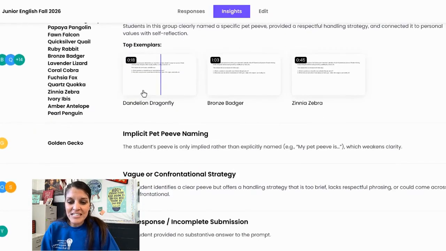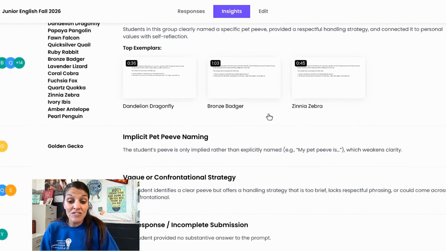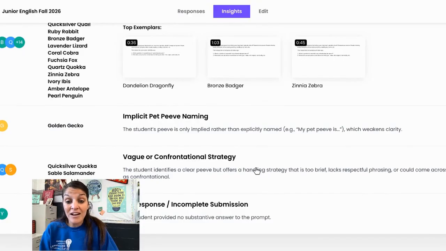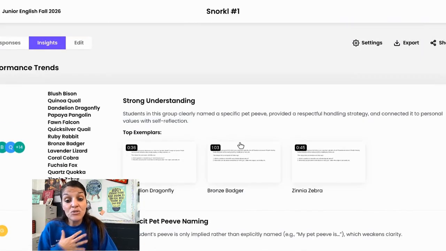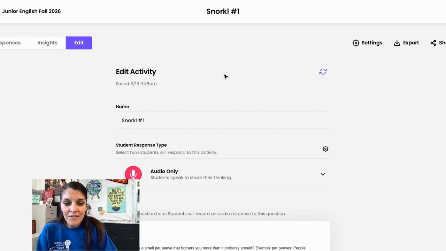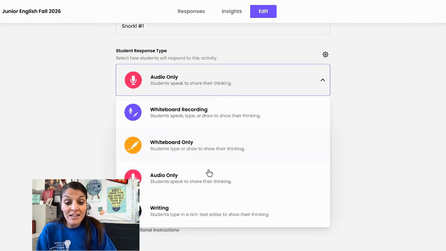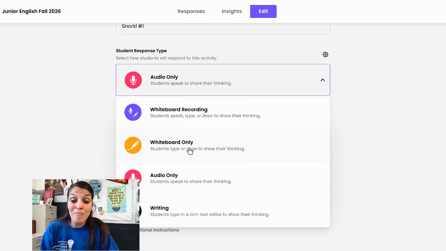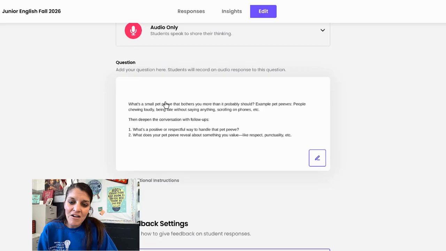And the overarching insights here, it's telling me where I'm getting strong understanding. It highlights a person or two that I need to directly address, maybe individually. So as the educator, it's giving me such great feedback. And if I look at the actual assignment, so let's go in and edit this here. Now, I can choose what it is that I want them to do. So I chose audio only. I also really like the writing piece and having students paste in a paragraph and get feedback on that. I know the whiteboard feature is great for social science or math where they have to show their notes or draw on a diagram. And then from there, I can add my question.